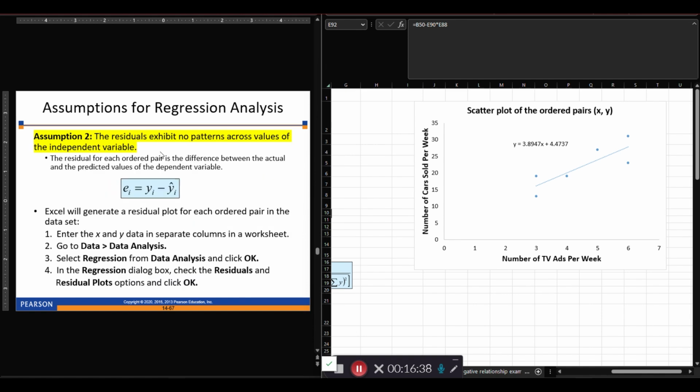Assumption number 2 is that the residuals exhibit no patterns across values of the independent variable. I'm going to explain this and how you can actually generate this plot.